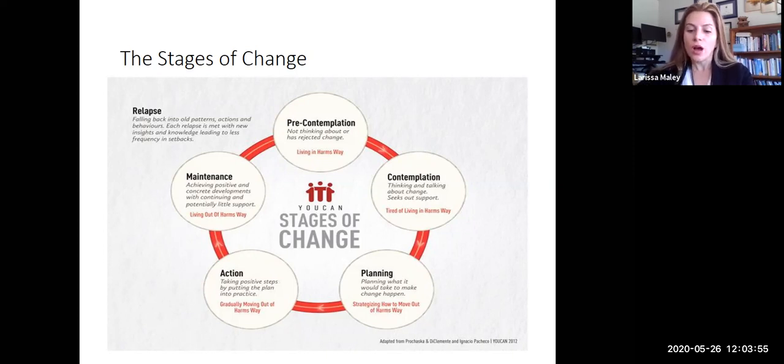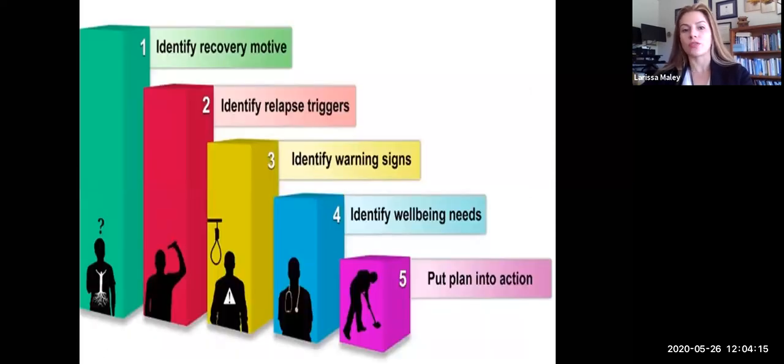So that's where people are very motivated to do the work. They're already making the positive changes to decrease use significantly. And now they're moving into a phase where they just need to maintain those positive changes that they've made. So that's where relapse prevention skills have the most effect.